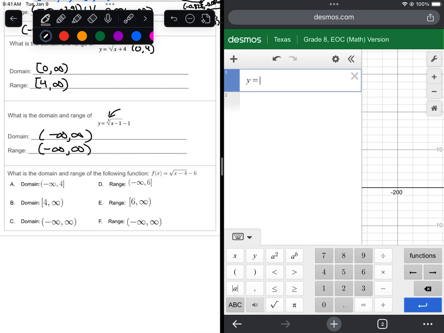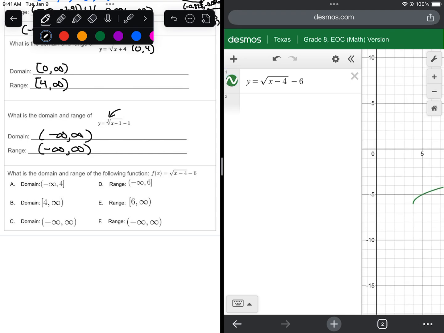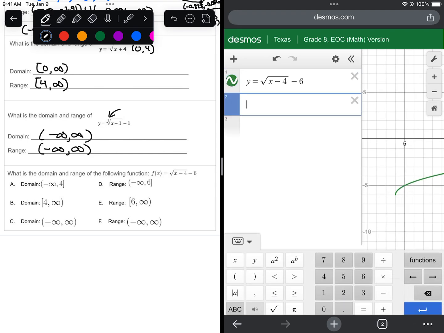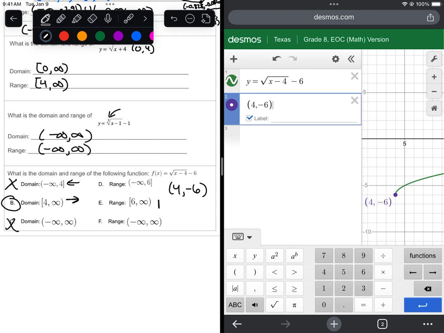All right, last but not least, let's do this last one. There's 2 correct answers here, 1 domain, 1 range. Square root of x minus 4 minus 6. So I'm going to hit the little house. I get the point 4 comma negative 6, my x and y value. So I have 4 comma negative 6. It is going to be 4 to infinity because it's going to the right. This would be going to the left. And it is going to be negative 6 to infinity because this is going up, and this would be going down. So the answer is E.